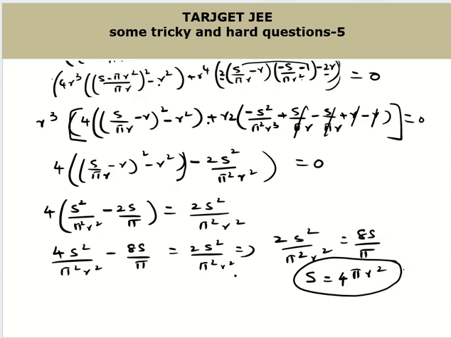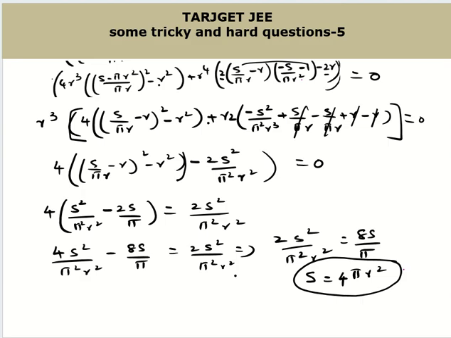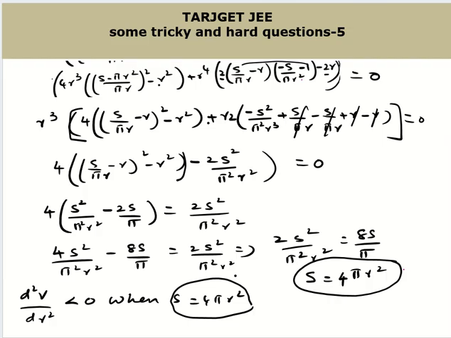I think going for the second derivative is going to be very hard. So we will just say that for maximum volume, the second derivative d square v by dr square is less than 0 when s is equal to 4 pi r square. We need to prove that the angle is sine inverse 1 by 3.